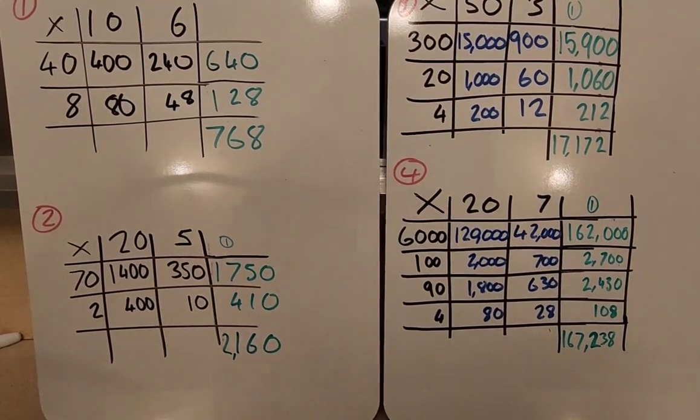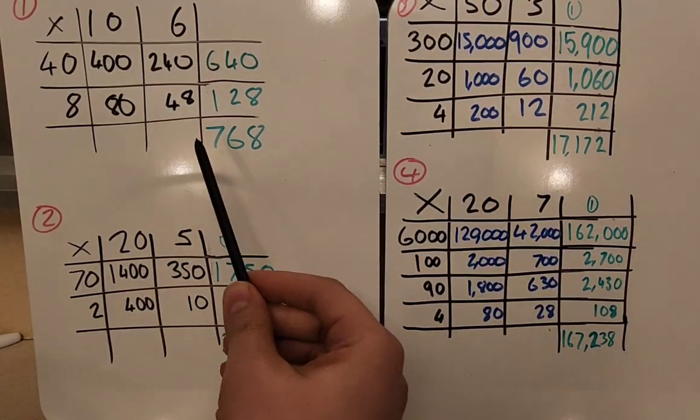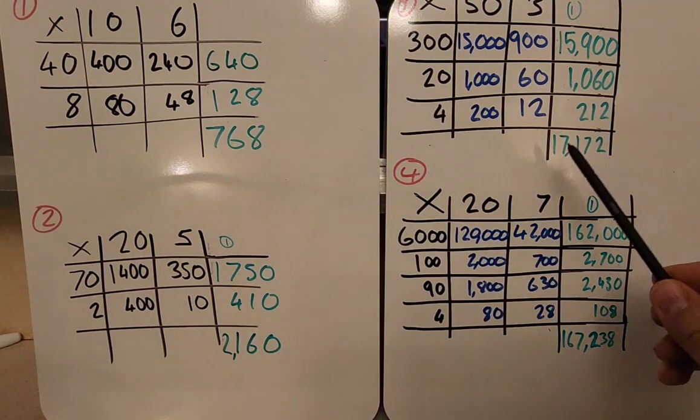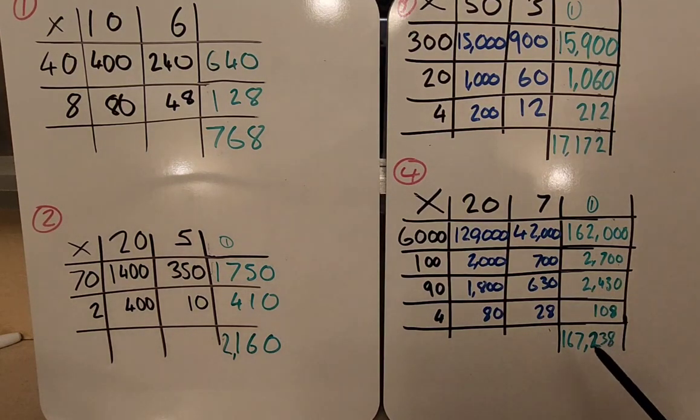So thankfully we can see here with our addition there's not actually been too much carrying over. So hopefully we've all got the same answers: 768, 2160, 17,172, and down here 167,238. So that's the grid method.